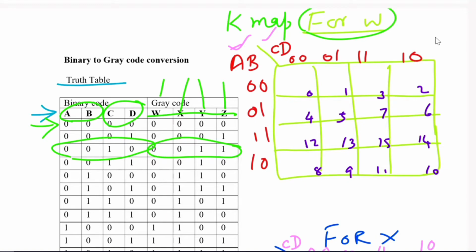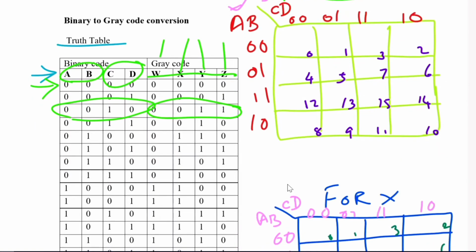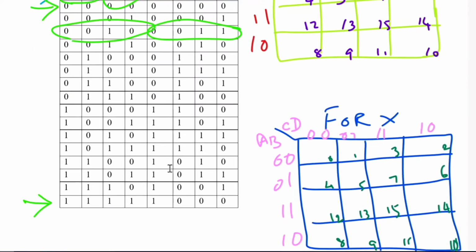Simply fill up the table. Where we got high outputs for W, we have high outputs here for this combination. So for this combination, A, B bar, C bar, D bar.